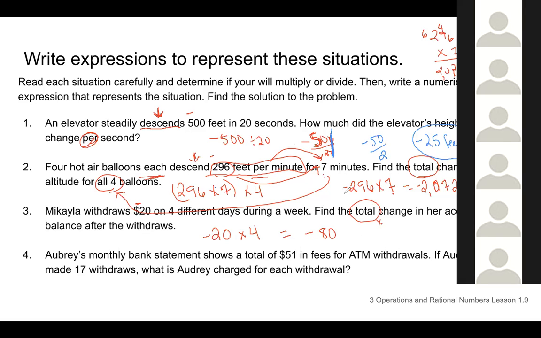So he has a total of $51 in fees for ATM withdrawals, and he made 17 withdrawals. What is Aubrey's charge for each withdrawal? So what am I doing? Am I multiplying or dividing? Divide. Okay. I'm going to divide because it says each withdrawal.